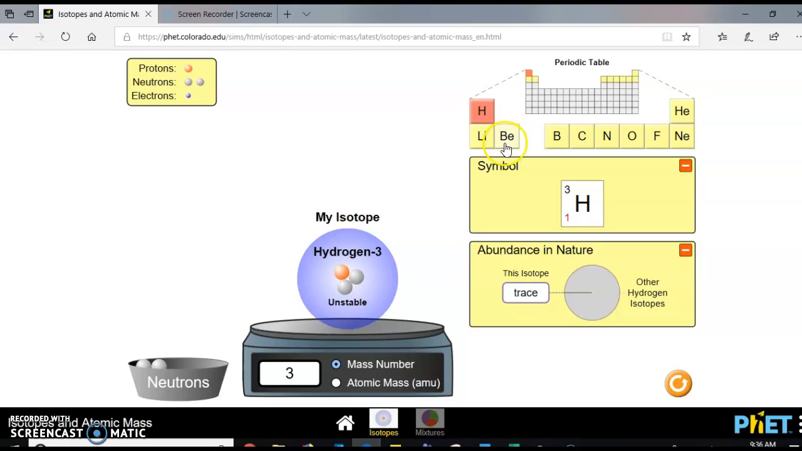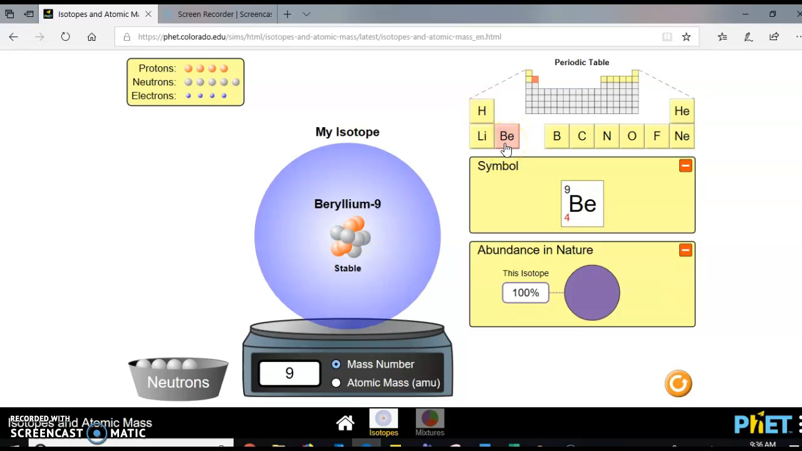So I'm just going to click on beryllium just for fun. You can see once you have beryllium pop up, this is beryllium 9. And you want to go through and fill in the data table until you get to a beryllium isotope that's unstable. You can even pull a neutron away if you'd like. So I'm starting at beryllium 9. I could pull a neutron away and see if I have an isotope a little bit lower.